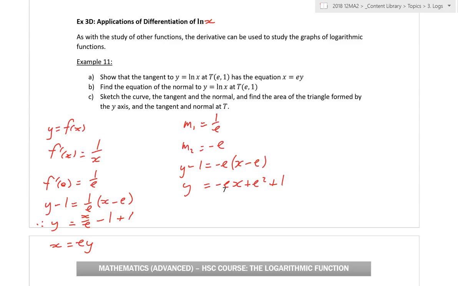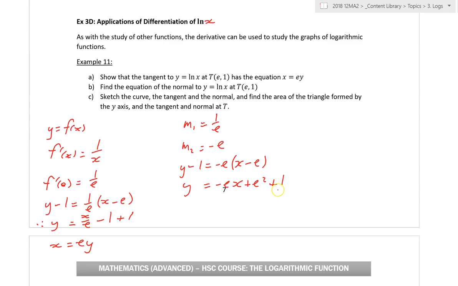Now, we want to sketch the curve, the tangent, and the normal. Find the area of the triangle formed by the y-axis. Well, we know that this passes through the origin. That's helpful. I have a straight line that passes through the origin. So those intercepts there, nice, neat.